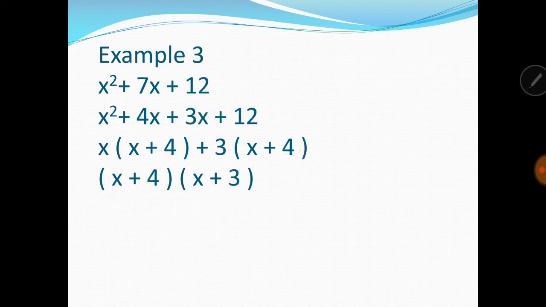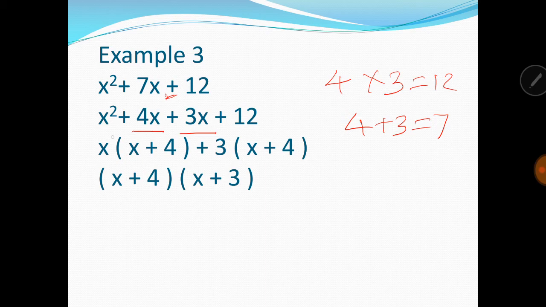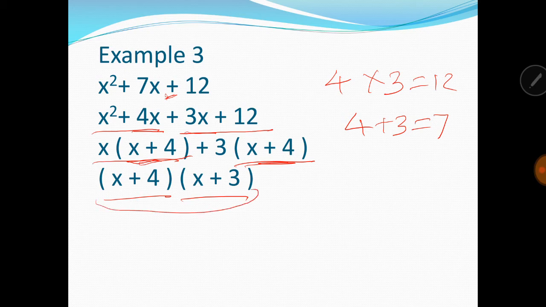This is another example, x squared plus 7x plus 12. Now you have a plus sign here, so you will find two factors of 12 that will add to 7. So 12 has factors 4 and 3. So 4 times 3 is 12 and 4 plus 3 is 7. So you have two terms 4x and 3x. So you take x common from here, you get x plus 4. You take 3 common from here, you get x plus 4. So x plus 4 is common now here and here. So you take x plus 4 common. So you have x plus 3 in the second bracket. So these are your factors.